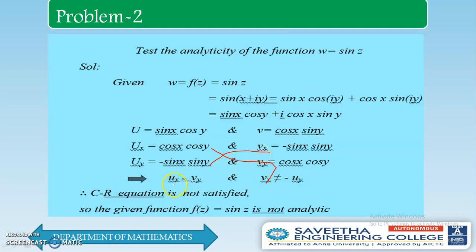So therefore ux equal to vy is right. Next, vx is not equal to minus uy. Therefore the CR equations are not satisfied. Therefore f of z, that is w equal to sin z, is not analytic. So this is a very, very important one. This is a very important 2 mark question. Based on this I will give many problems for practice. Going through them is compulsory. We will get one compulsory 2 mark question based on these analytic functions.